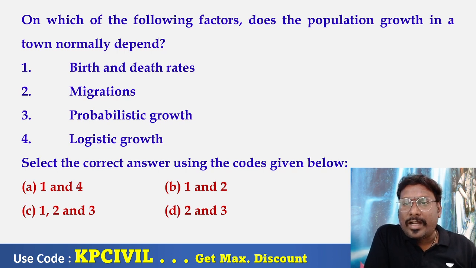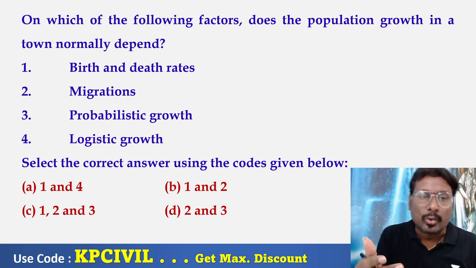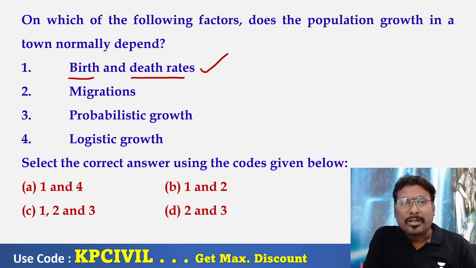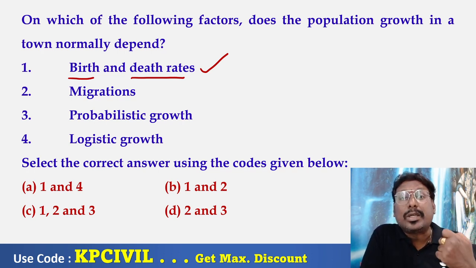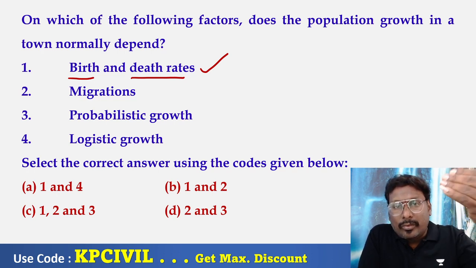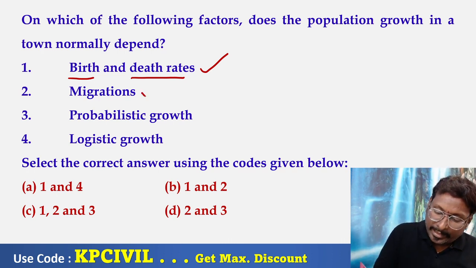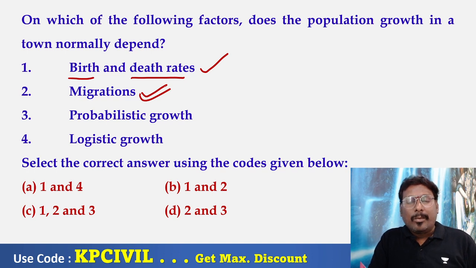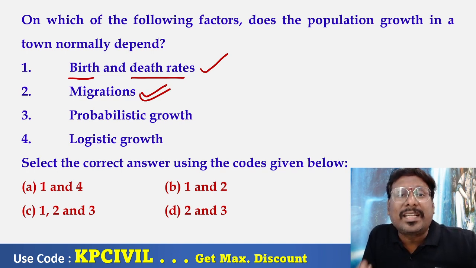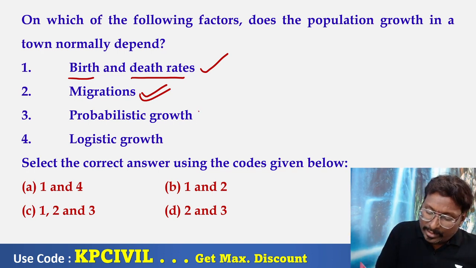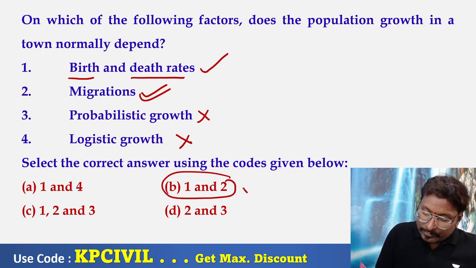On which of the following factors does the population growth in a town normally depend? Population growth surely depends on birth rate and death rate, no doubt. It depends upon migration. Migration is relocation: one town to another, village to city, city to another city, or to another country. That migration rate will affect it. Probabilistic growth and logistic growth are mathematical or graphical techniques, and growth does not depend upon the techniques. So 1 and 2, option B.